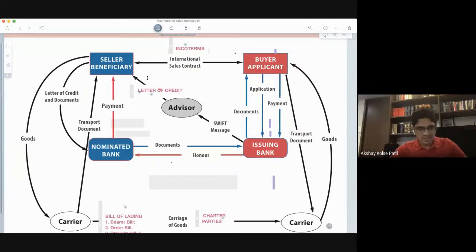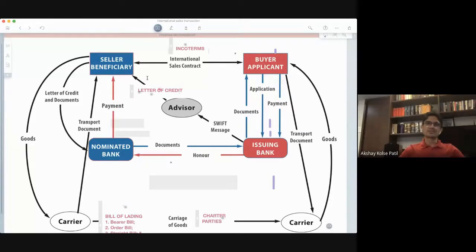Now, what is the need for a letter of credit? As I explained before, because the parties are in different jurisdictions and they don't know each other very well, or even if they know each other very well, in an international transaction, it's very easy to hoodwink one or the other. You need an intermediary to help you finance the deal. And that's why you have a letter of credit.